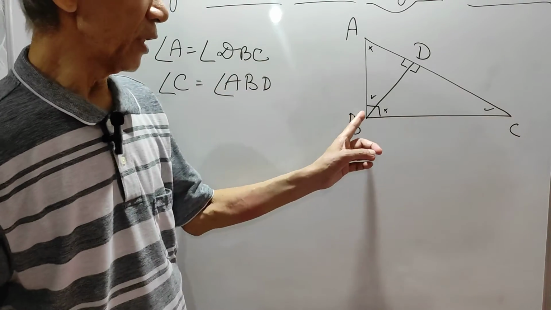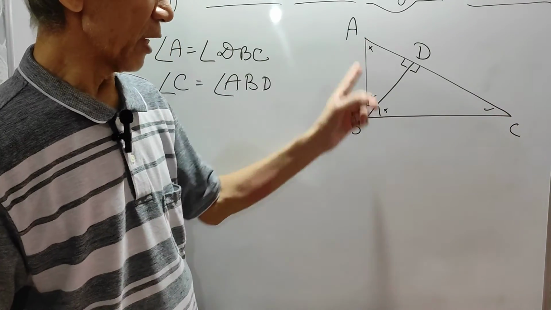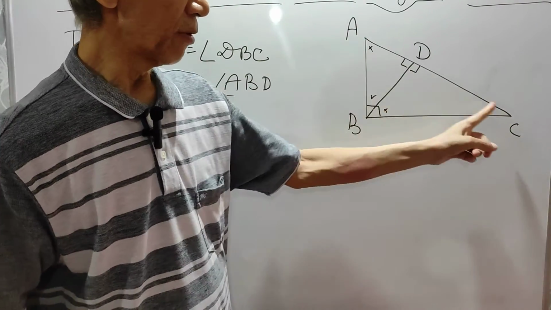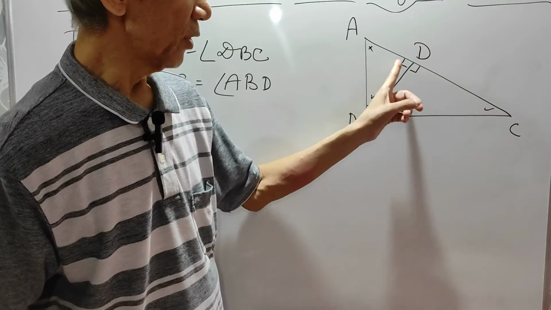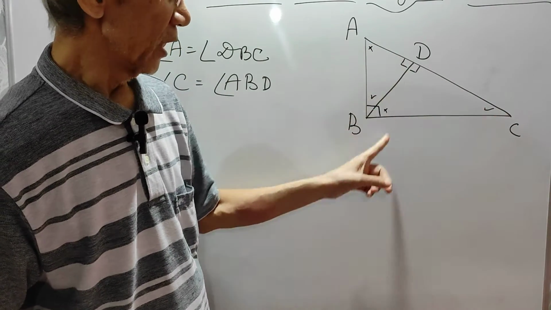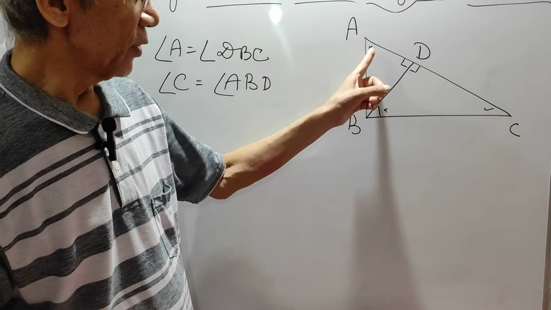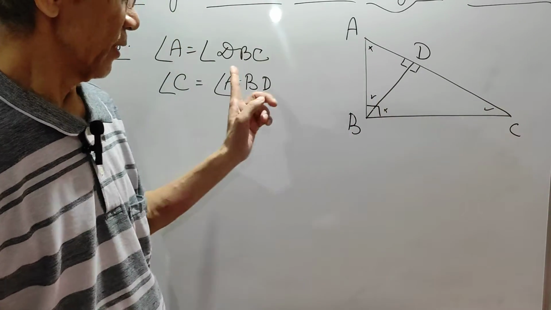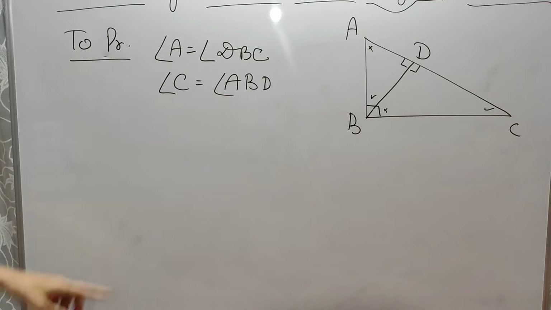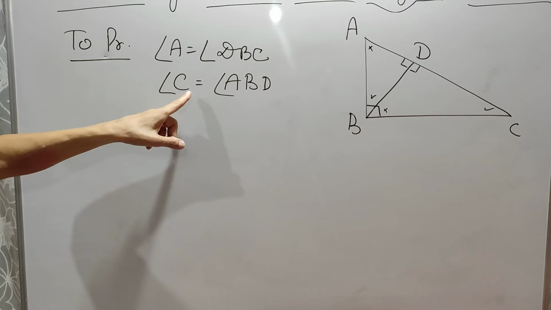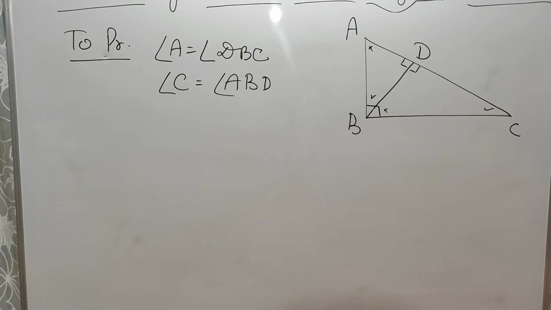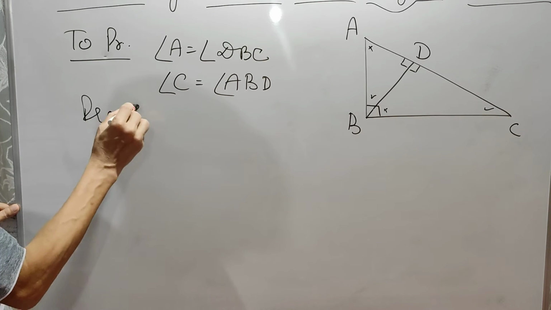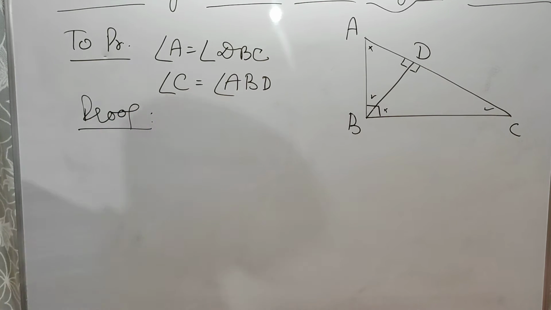So what is given? ABC is a right angle triangle, angle B 90 degrees. From B, BD is dropped perpendicular to AC. Therefore, these two are 90 degree angles. All this is given. Required to prove this angle equal to this angle and this angle equal to this angle. Angle A equal to DBC, angle C equal to ABD. Okay. Now the proof.